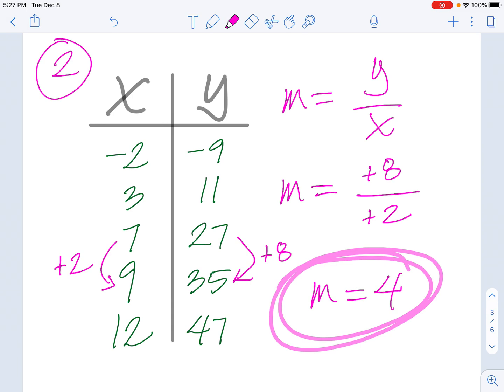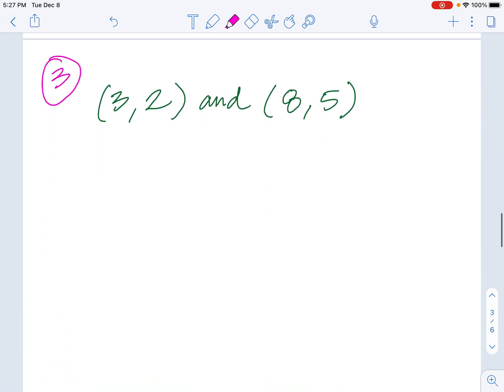And you could find this using any of the points in that table. So that's option number 1 for finding slope if you don't have a graph. That works with tables. But sometimes we don't even have tables. We just have 2 points. So what we're going to need is some way to find the slope.